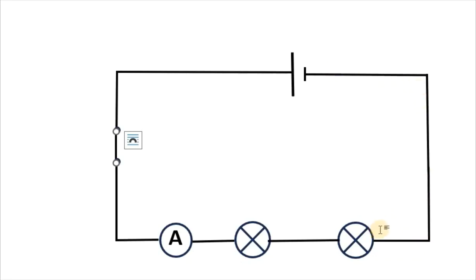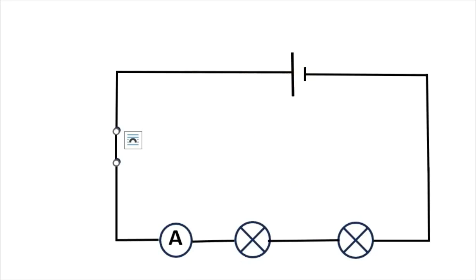It's important to note when the charges are moving towards the cell, they don't contain any electrical energy anymore. But when it reaches the cell, it recharges or gives the charges new electrical energy, and then the whole process is repeated.